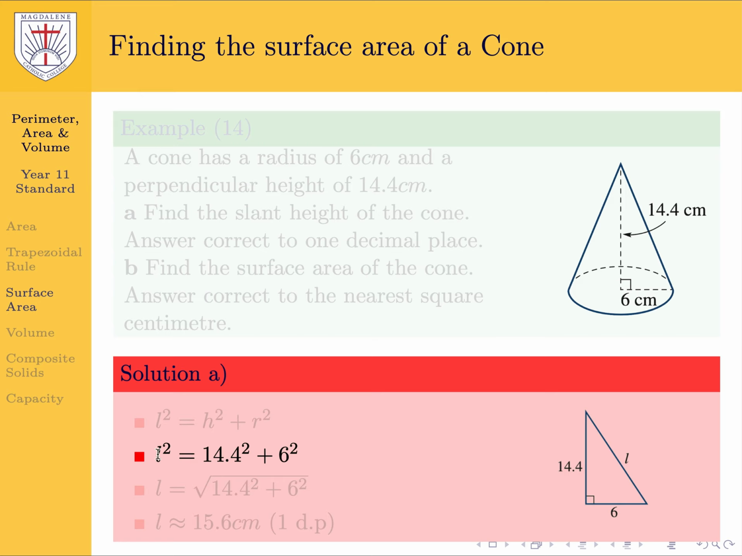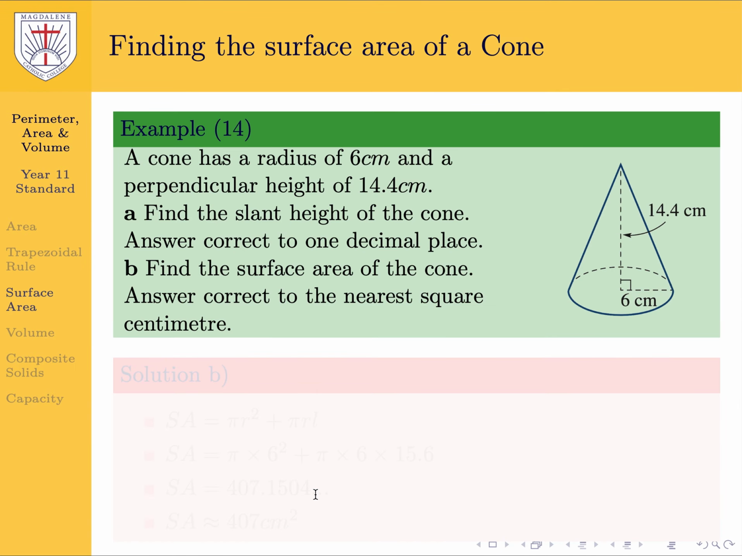Now, I want to get rid of that squared because we need the slant height, not the slant height squared. So I square root everything, and then I just type this straight into the calculator. We get our answer, it's approximately 15.6 centimeters, correct to 1 decimal place. If you want to, you can put in another step here where you show that you know more than just the first decimal place in your answer.